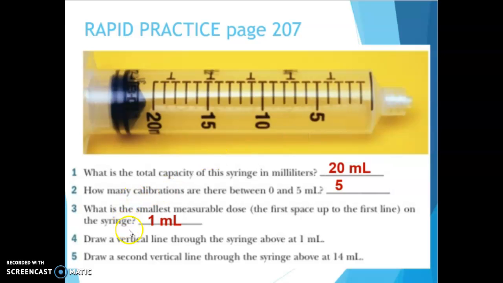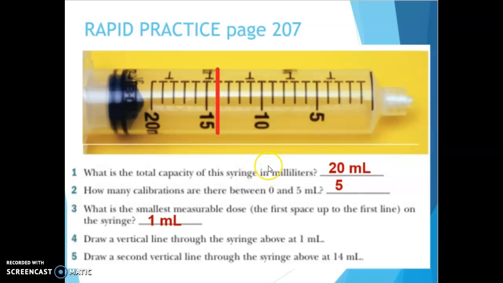Yep. Then they want us to draw a vertical line through the syringe at 1 mil. We said that first little line is 1 mil, right? So you just draw a vertical line, be sure you go from the top to the bottom, cover it all, and make sure it's at the right calibration marking. It says to draw a second vertical line through the syringe at 14 milliliters. So we got 5, 10, 15. 15's too far. We need to back it up by 1, right? And that'll be our 14 milliliters. Okay, I'm going to pause the video. We'll come back to these.